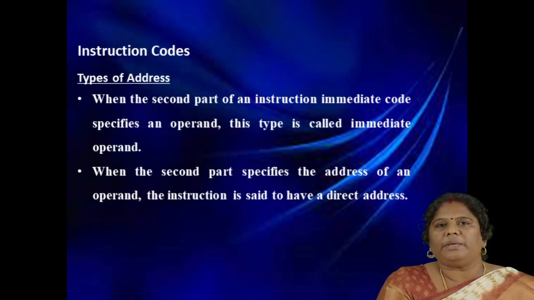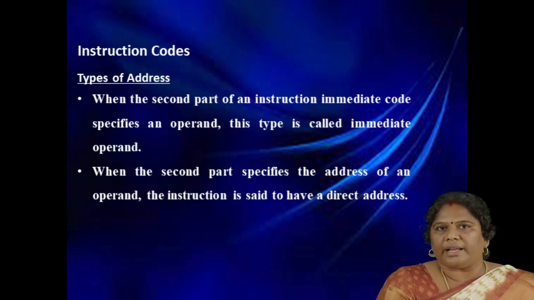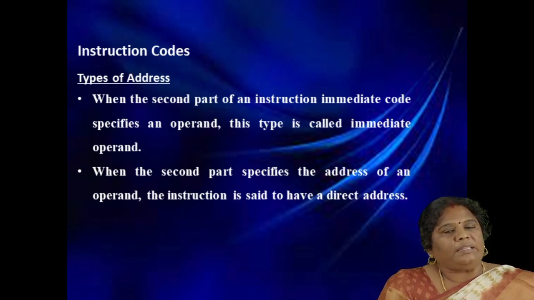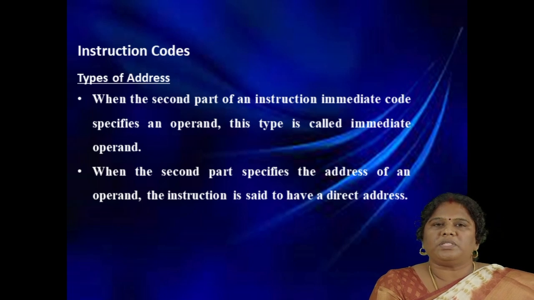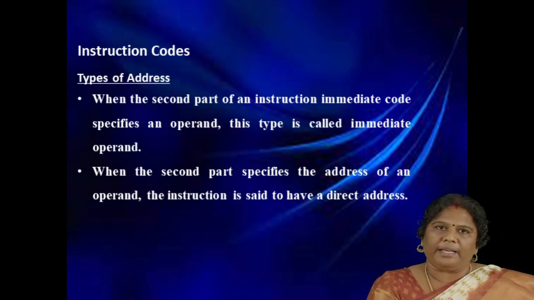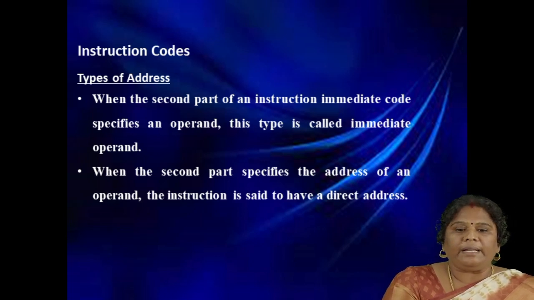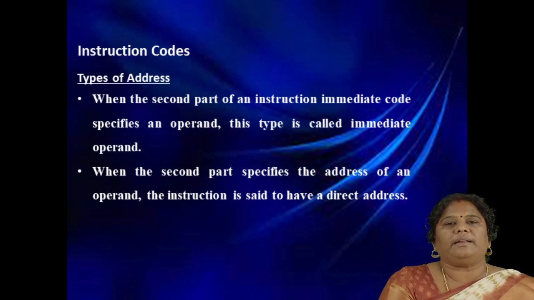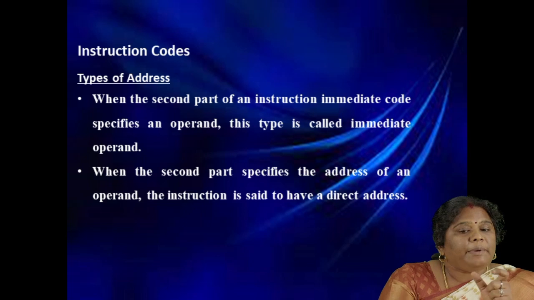Different types of addresses can be used in our computing system. Mainly three different addressing schemes are used: immediate addressing, direct addressing, and indirect addressing. What is meant by immediate addressing? In immediate addressing, the instruction has the immediate address.